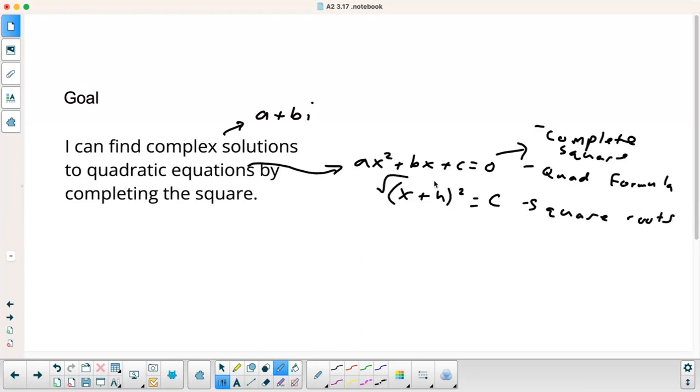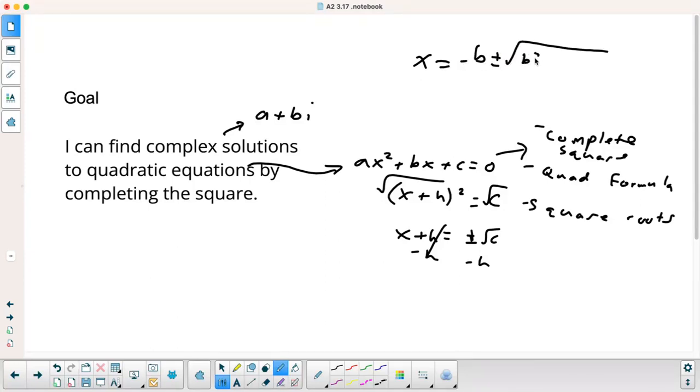When I say square roots, I'd square root both sides, get plus or minus radical c equals x plus h, and then you move the h over. Now, h will be a number, obviously, and so will c, but that's how you would do square roots. Quadratic formula, hopefully you remember that: x equals negative b plus or minus the square root of b squared minus 4ac, all of that over 2a. That's my quadratic formula. This is my square roots.